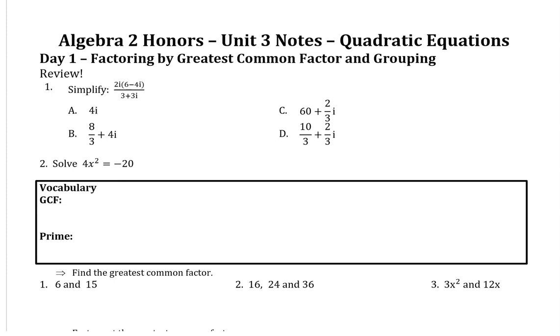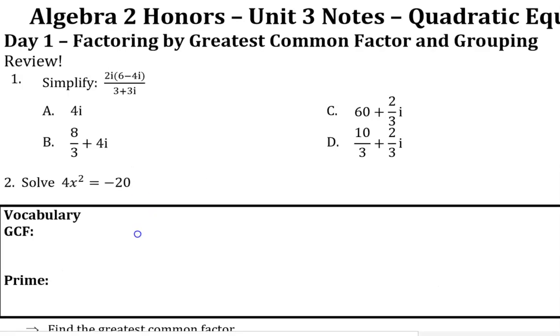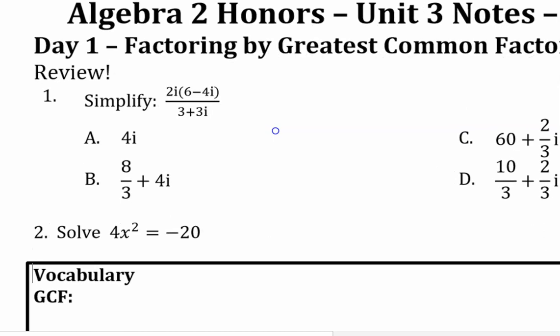First, a bit of review. Simplifying. So here we have a fraction which in the denominator has a complex number. To be able to simplify this, we're not allowed to have a complex number in the denominator, so we have to use the complex conjugate to get rid of the i term in the denominator.